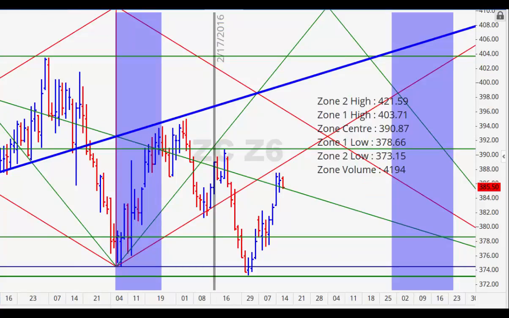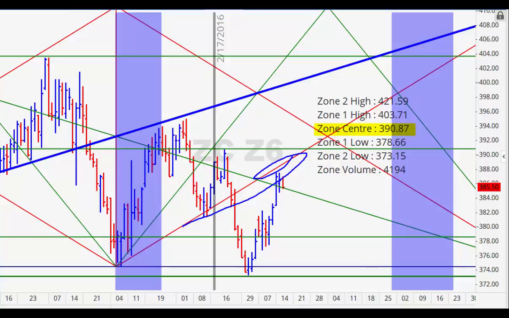Taking a view of our geometric box metric, we'll notice here that prices are very close to our point of control of 391, currently sitting at 385.5. You'll notice that as the market comes in, we have key resistance coming in, which is part of what may be holding the market down a bit.